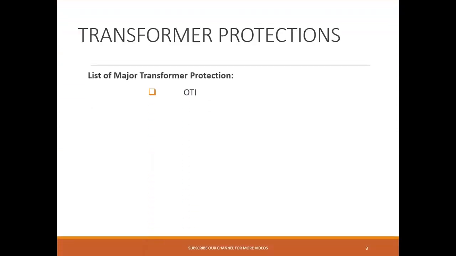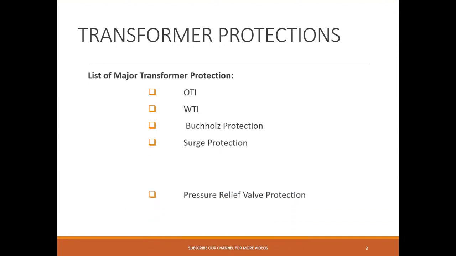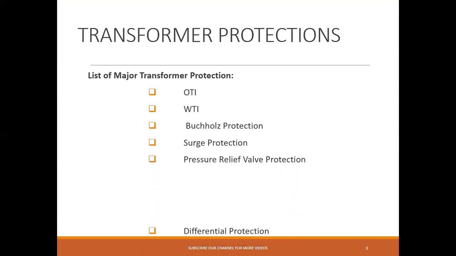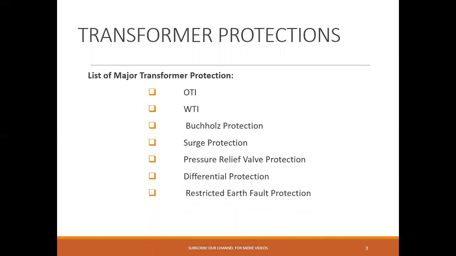The list of major transformer protections. First one is OTI, the oil temperature indicator. Second one is WTI, the winding temperature indicator. Third one is the Buchholz protection, or Buchholz relay protection. Fourth one is the surge protection. Fifth one is the pressure relief valve protection. Sixth one is the differential protection. And seventh one is the restricted earth fault protection. These types of protection are provided for a transformer.